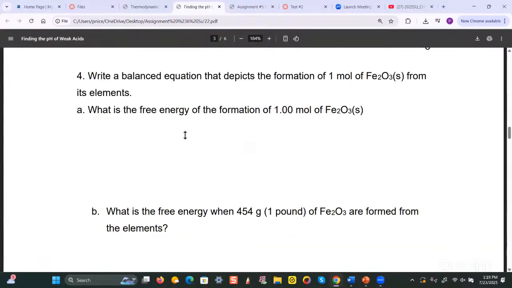It says, write a balanced equation that depicts the formation of 1 mole of Fe2O3 from its elements. Again, I made a mistake here. I need to correct these and resubmit it in Canvas. This should be A, this should be B, and this should be C. All right, so please make a note of that.